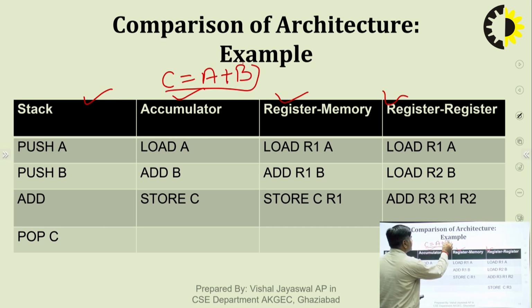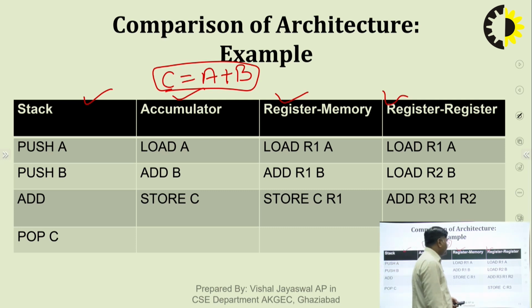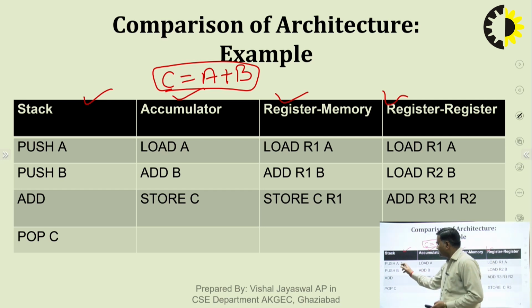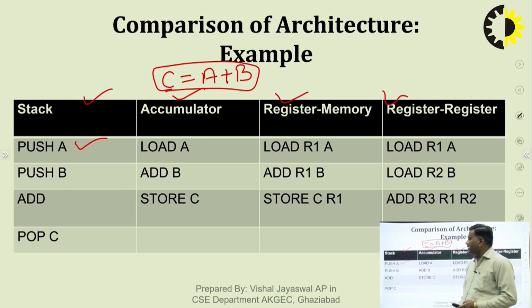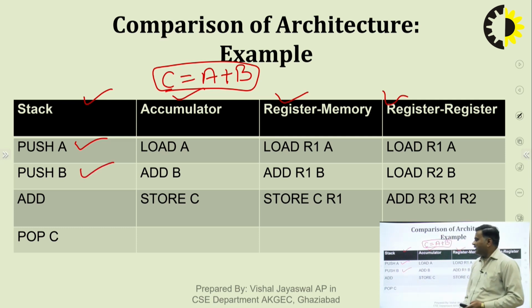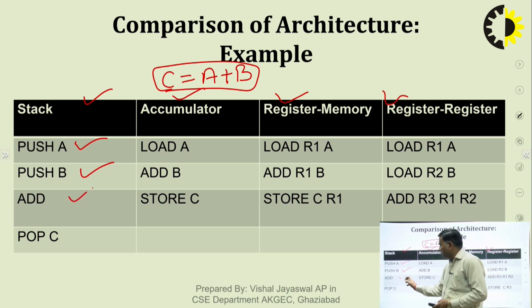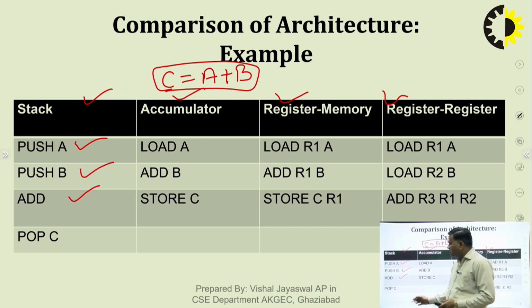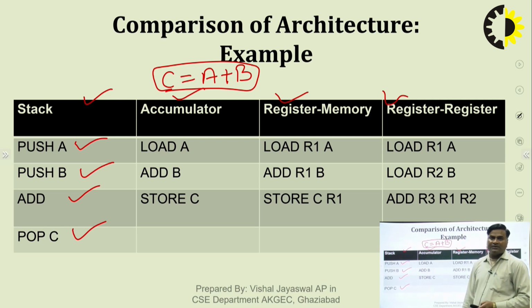If we have an instruction C equal to A plus B, or we have to perform C equal to A plus B, then in stack, how can we perform it? First, we have to push the operand A in the stack. Next is push the operand B in the stack. Then we have to add, means add the operands A plus B. Then pop C, means we have to store the result A plus B into C.